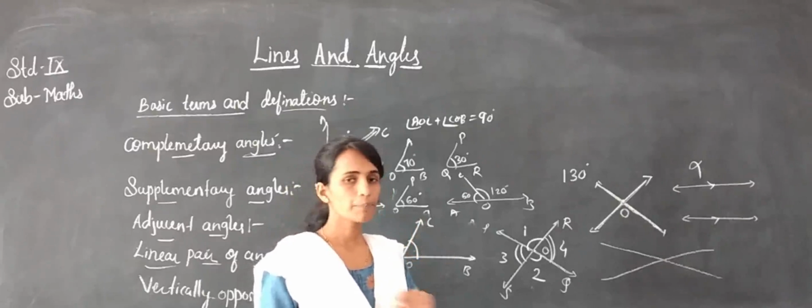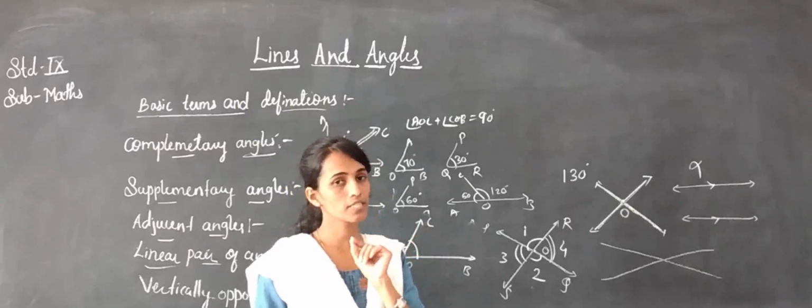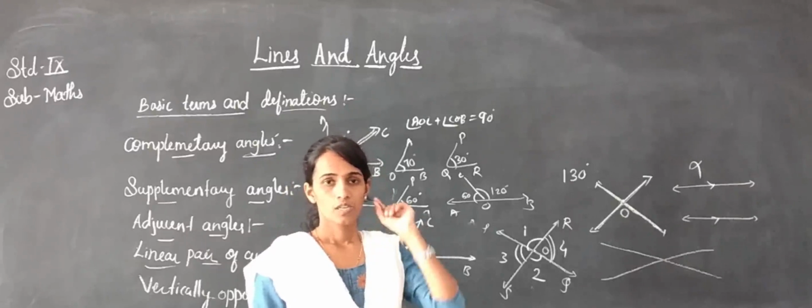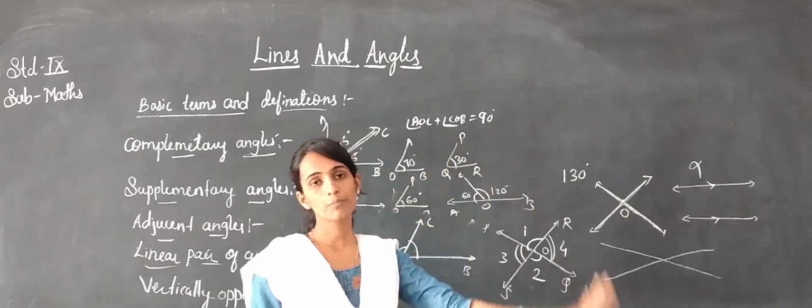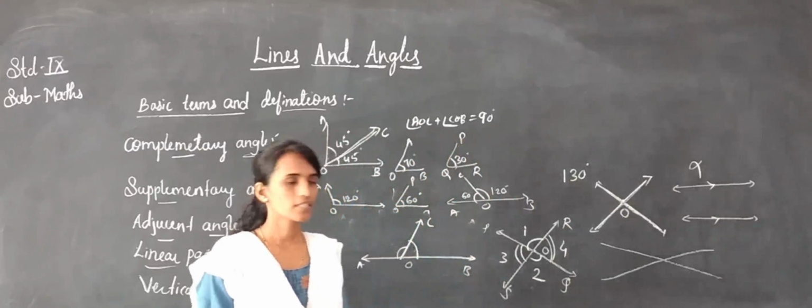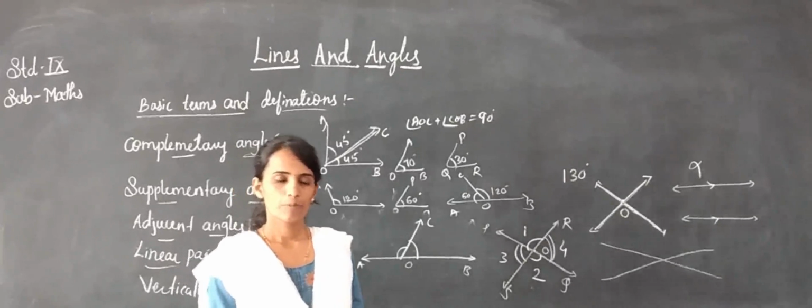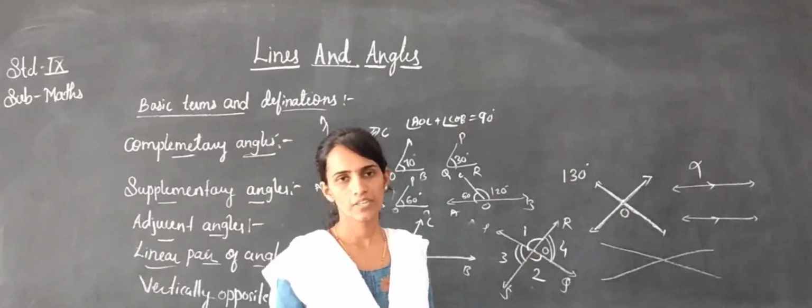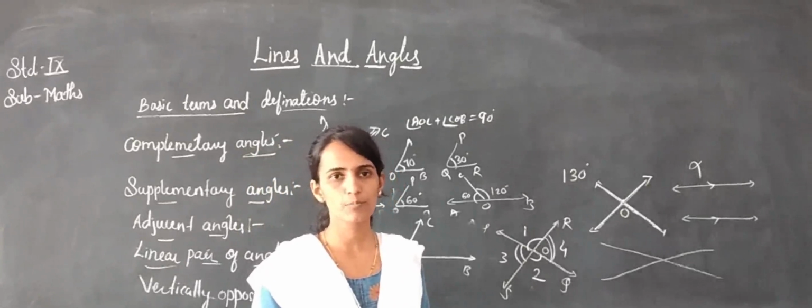One thing you have to remember: parallel lines never intersect each other. However much you produce them, infinitely, they will never meet each other. They stay parallel. But intersecting lines, when produced, will meet at one definite point, which we call the point of intersection.